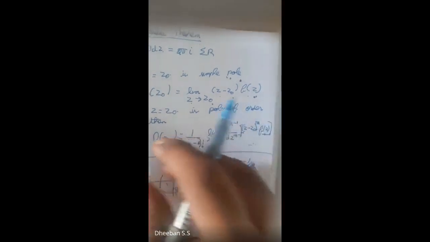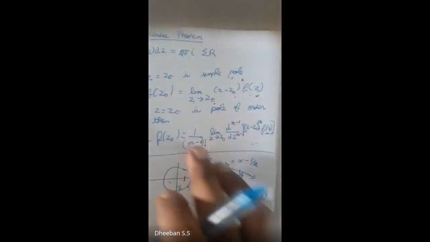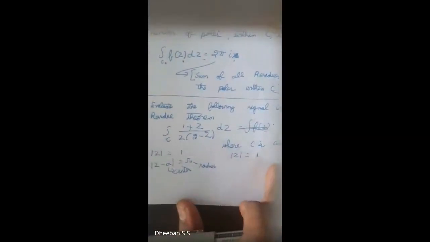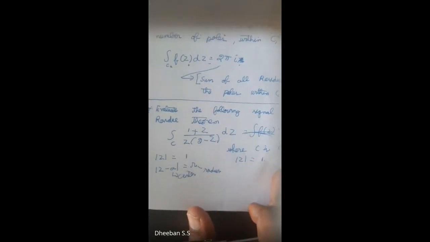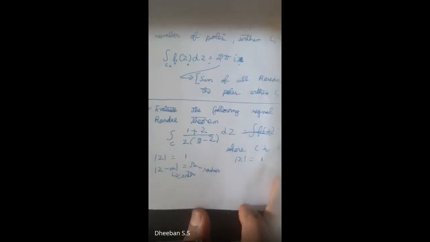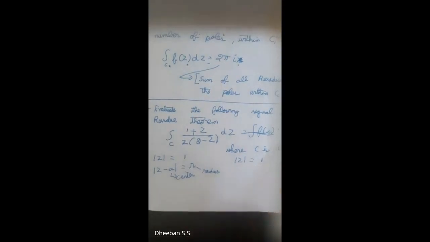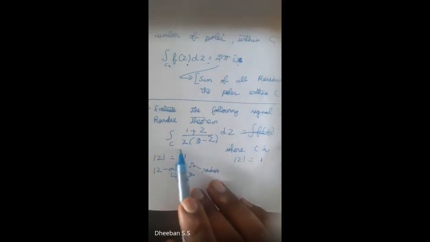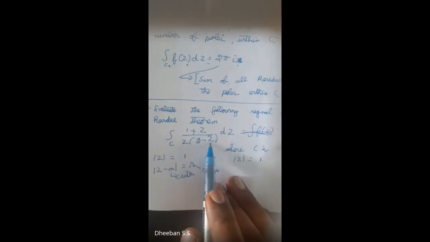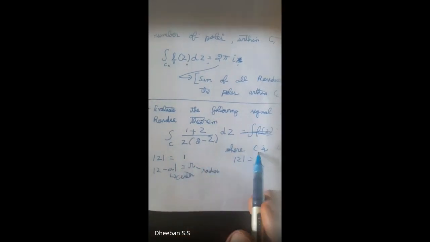Now we can jump into the problem, then you will be able to understand clearly. Just take it down. Evaluate the following integral. The integral is of (1 plus z) by z into (2 minus z) dz, where C is given.